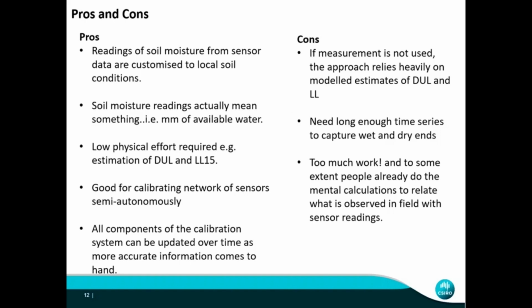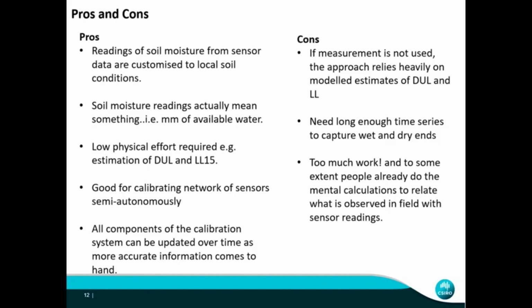There's low physical effort required for estimation of DUL and LL15, but that's a con as well. One of the drawbacks is that because this is a modelled estimate, it's not actually a measurement. So you need to take that into consideration. But nevertheless, it's a really handy process for calibrating a network of sensors, where you've got lots of inbuilt sensors down the probe, and you can do this pretty much automatically. You can also update the various components of this calibration sequence through time.